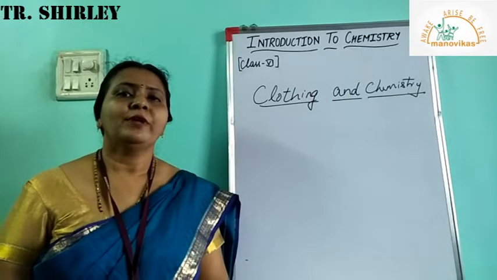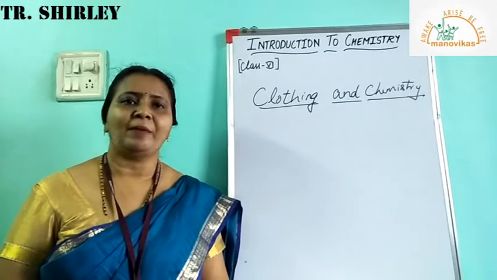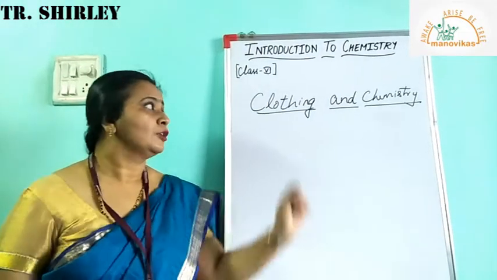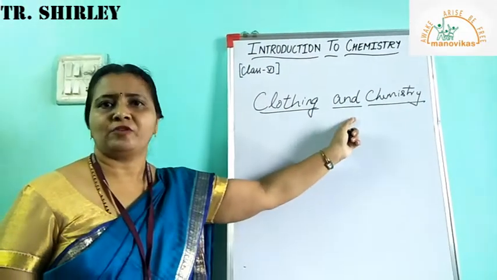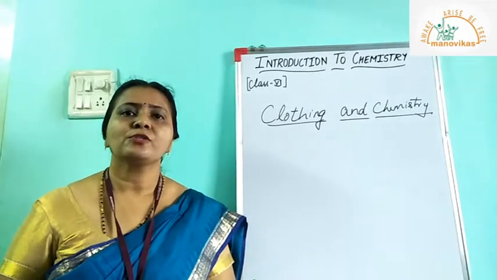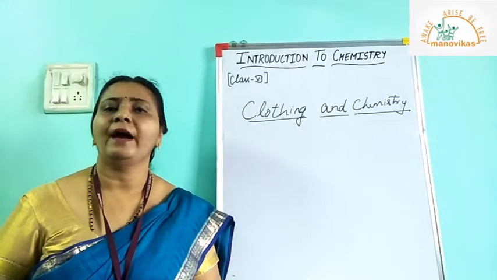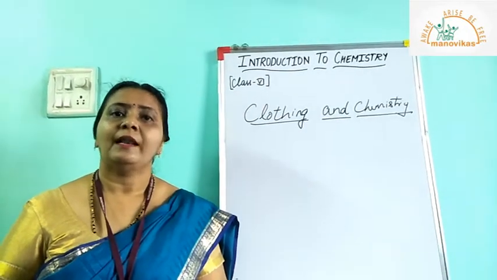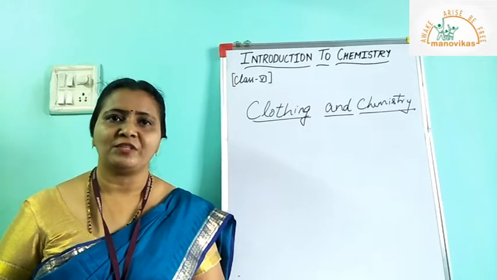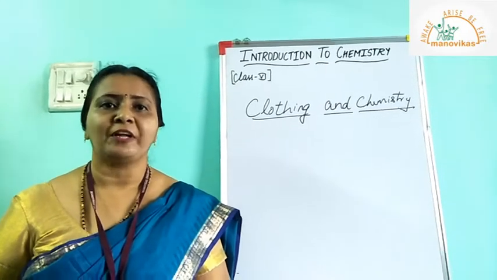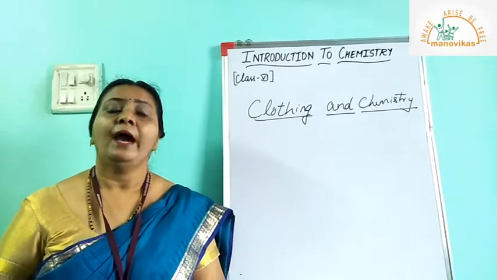Good morning. Today I'm going to continue with the chemistry chapter. Students, let us see today clothing and chemistry. Our ancestors used leaves to hide and protect their bodies. Later, animal skins and vegetation were adapted as protection from weather conditions.